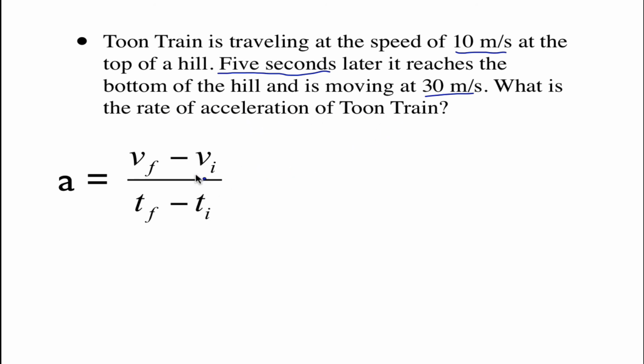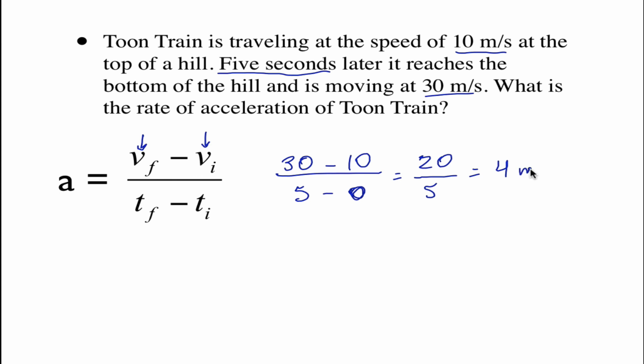So we just have to plug these numbers into our formula here. Our initial velocity would be 10, so that would go right here. Our final would be 30. So we have 30 minus 10 meters per second. And then our time would be 5 seconds. What is our initial time? 0. So 5 minus 0 would just give us 5. And then we would have 20 for our meters per second. So 20 divided by 5 would give us 4 meters per second squared.